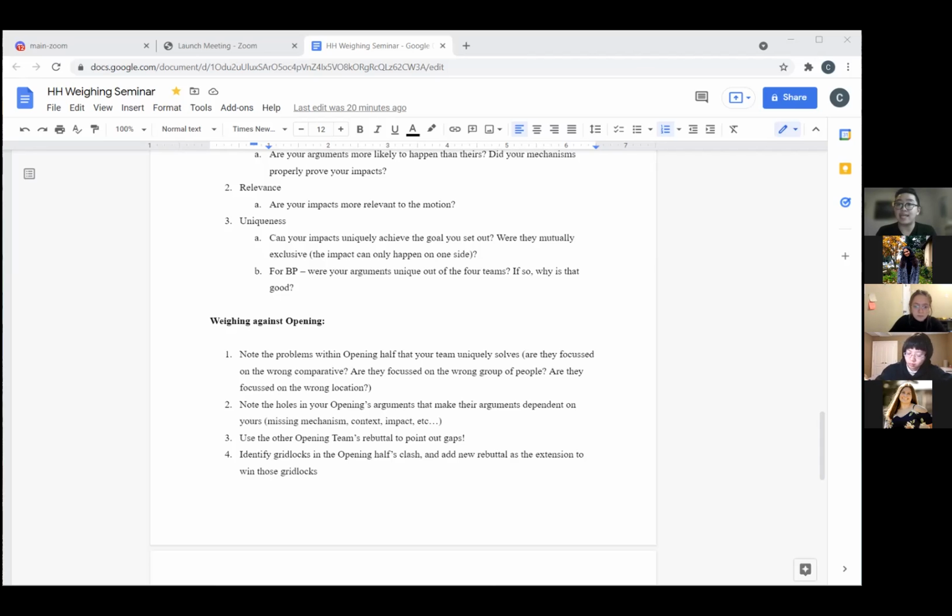So there's a few ways that I think weighing against opening can be done. The first is to note the problems within the opening half that your team uniquely solves. So for example, is your opening focused on the wrong comparative? Are they focused on the wrong group of people? Are they focused on the wrong location? In that instance, making sure that there are problems within your opening that you uniquely solve is really, really helpful. The second part of this is note the holes in your opening arguments that make their arguments dependent on yours. So does your opening not prove their arguments are likely or not prove that their arguments are important? And in that instance, point that out.